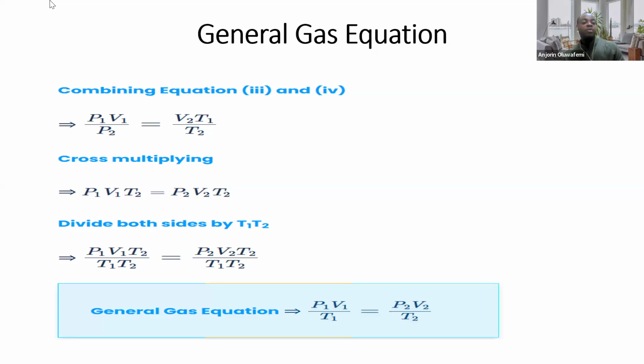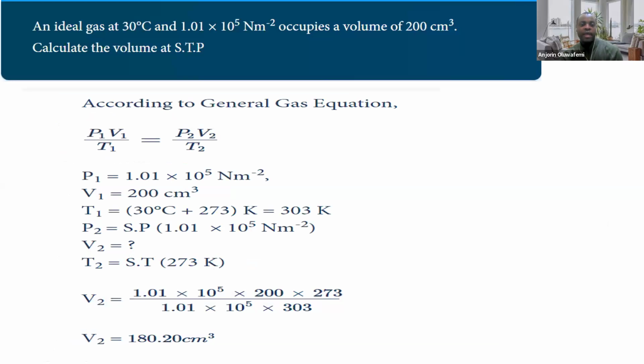Now, dividing both sides by T1 and T2 will give us the general gas law. And what is the general gas law? P1 V1 over T1 equals P2 V2 over T2. So that's our general gas equation. We are just combining Charles' law and Boyle's law, and we end up having P1 V1 over T1 equals P2 V2 over T2. Okay, all right.